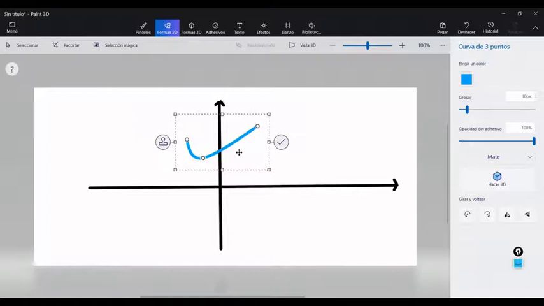Today we're going to finish with the topic 2.11, which is transformations of graphs. And today we're going to look at the stretch, also known as expansion or dilation.